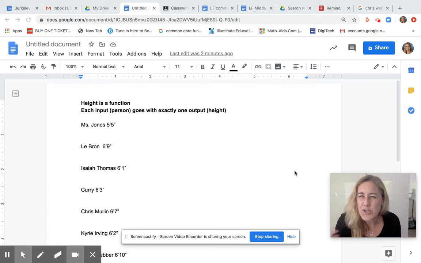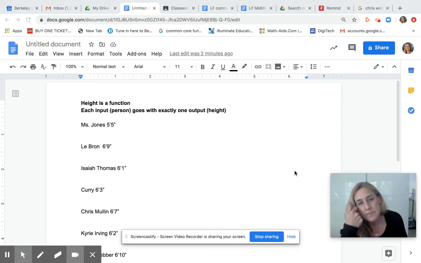Can I be two different heights at the same time? No, that doesn't make any sense. So if anybody's asking you if something's a function, think height is a function. Height is a function. And if you understand height, this example I'm about to show you, then you know if it's a function or not.